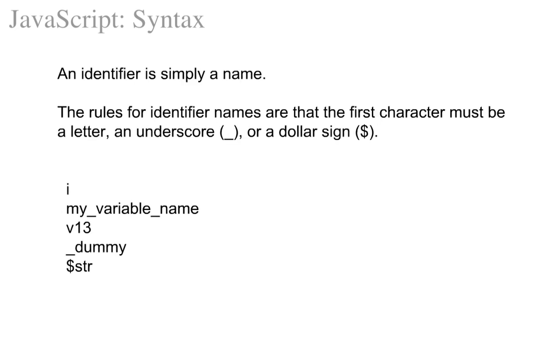An identifier is simply a name. In JavaScript, identifiers are used to name variables and functions, and to provide labels for certain loops in JavaScript code. The rules for legal identifier names are the same in JavaScript as they are in Java and many other languages. The first character must be a letter, an underscore, or a $ sign. Each of these represent a legitimate identifier.